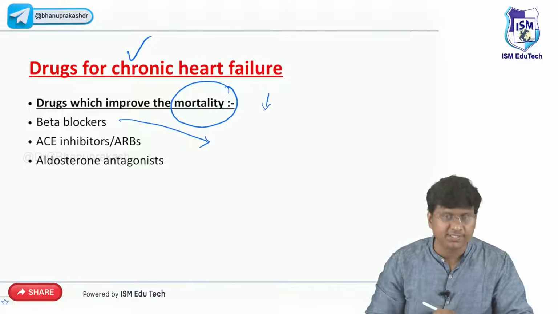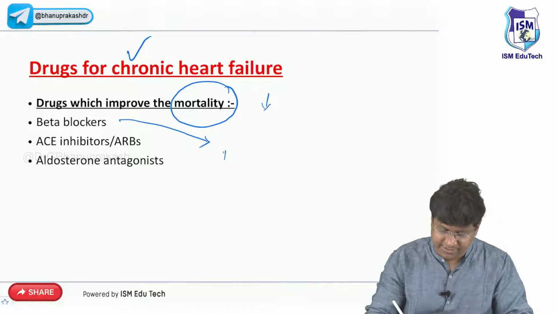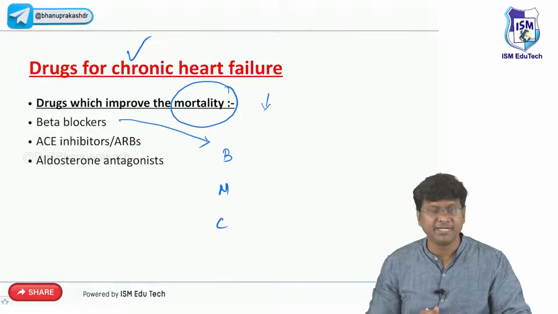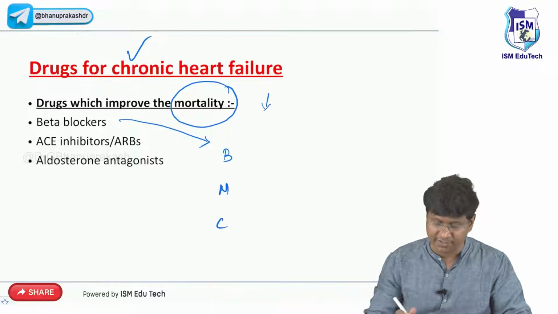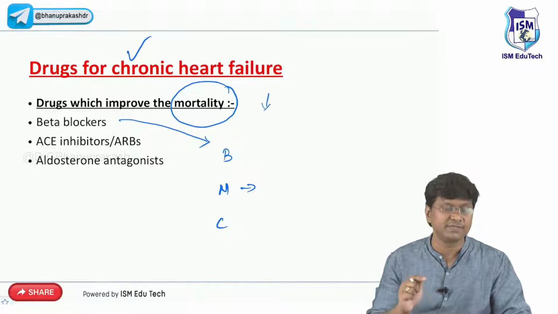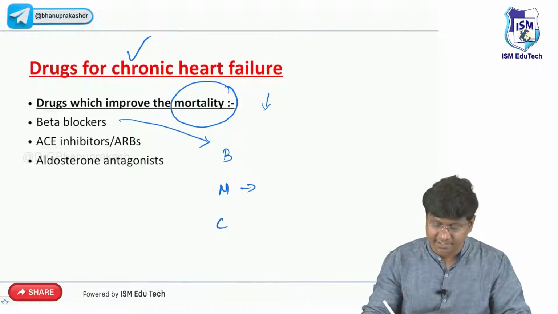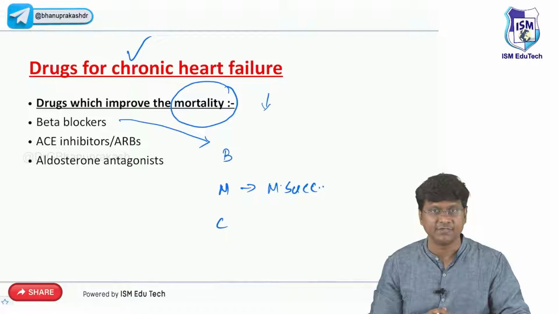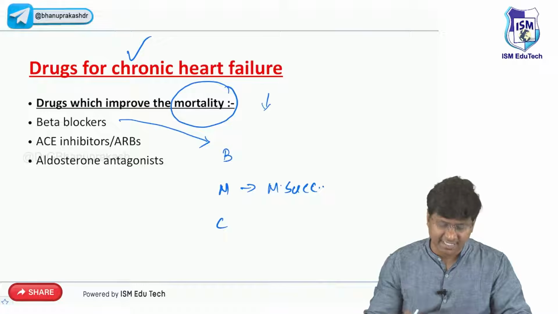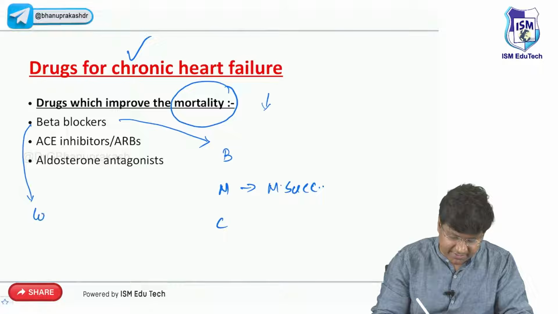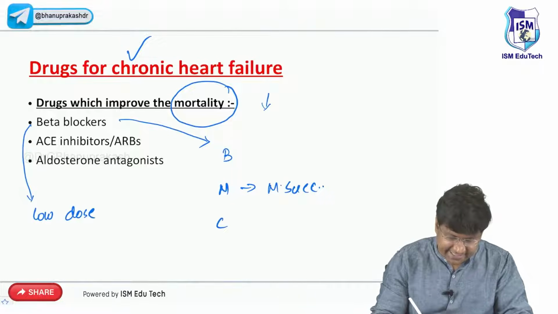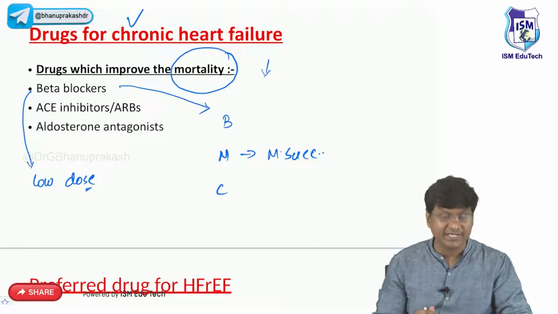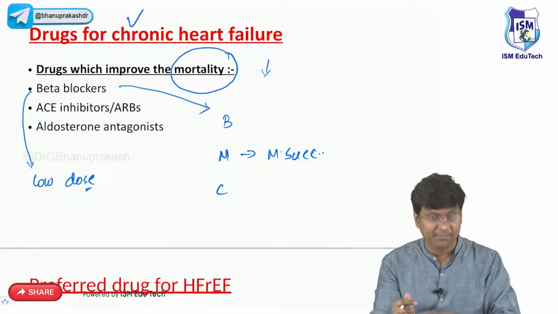And the beta blockers that we need to give are bisoprolol, metoprolol, and carvedilol. These are the beta blockers that we give in the treatment of congestive heart failure. And for metoprolol, we have two formulations, metoprolol succinate and metoprolol tartrate. What we give in the treatment of heart failure is metoprolol succinate. Okay. And whenever you are starting these beta blockers, you have to start with a low dose, and then gradually you need to increase the dose of your beta blockers.